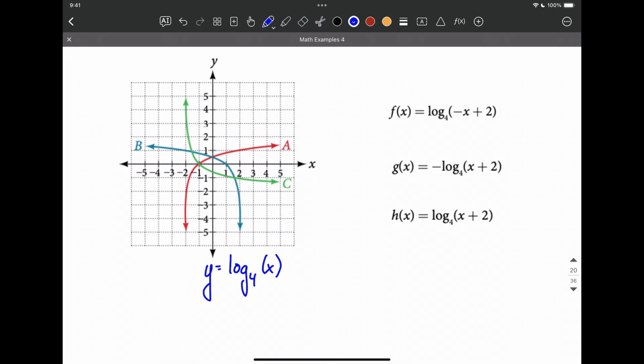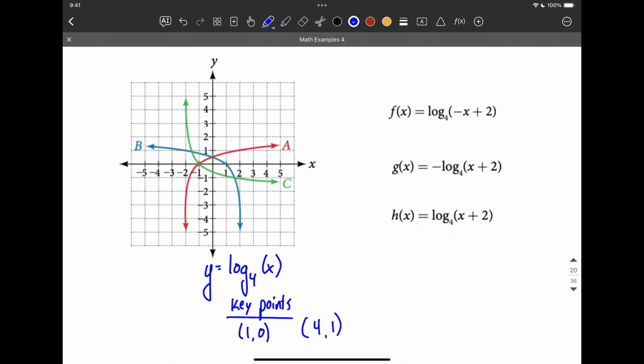The key points that we want to identify are going to be for all logs of this very basic form. Start out with (1, 0) as one of the key points. I'm using log base 4 because you'll notice over on the right-hand side, all of these happen to be log base 4s. The second key point is going to be whatever the base of the log is, comma, 1.